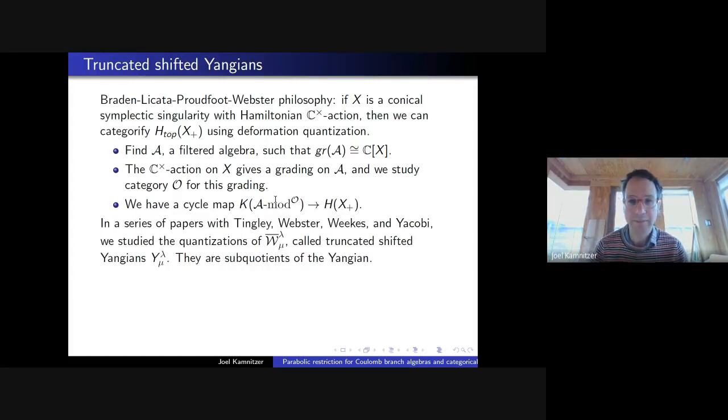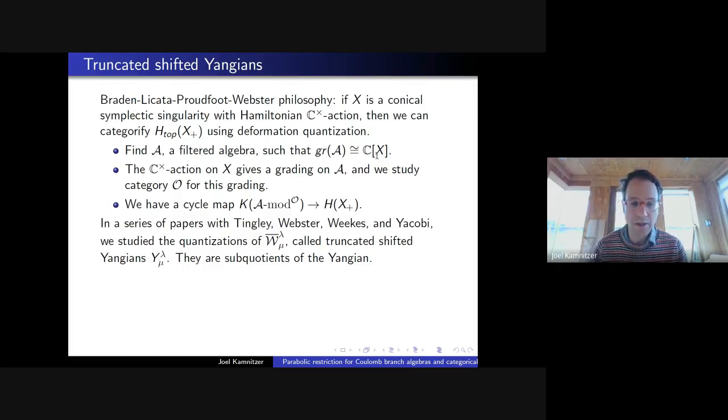Okay, so we'd like to carry out this program for our truncated shifted Yangians. So to do that, we need to do the first step. So X will be our affine Grassmannian slice. Sorry, I meant carry out this program for the affine Grassmannian slice. So X will be the affine Grassmannian slice, so we need to find an algebra A whose associated graded is isomorphic to this coordinate ring of X.